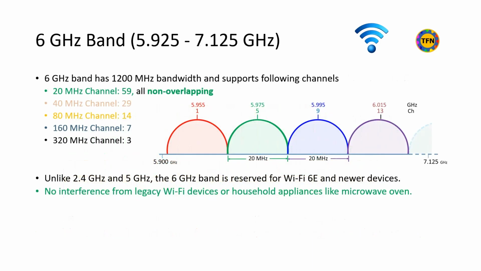The 6 GHz band has 1,200 MHz bandwidth. It supports up to 59 20 MHz channels, 29 40 MHz channels, 14 80 MHz channels, 7 160 MHz channels, and 3 320 MHz channels, all non-overlapping. With higher frequency and wider bandwidth, this band has the advantage of higher speed, wider channels, and no interference from legacy Wi-Fi devices or household appliances like microwave ovens.